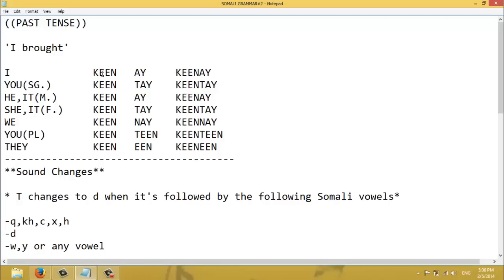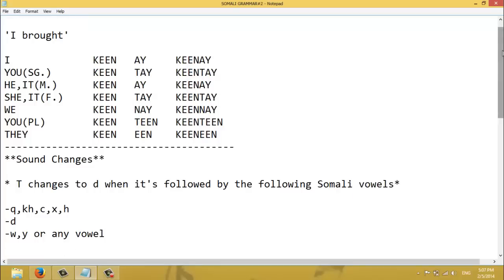So that's for I, kenne. You singular, kente. He, it, masculine, kenne. She, it, kente. We, kenne. You, plural, kentain. And then they, kennain. All right. So as you can see, some of these are similar. Kenne for I is the same as for he, it. Then kente for you singular is the same for she, it. So yeah, it's not really complicated.